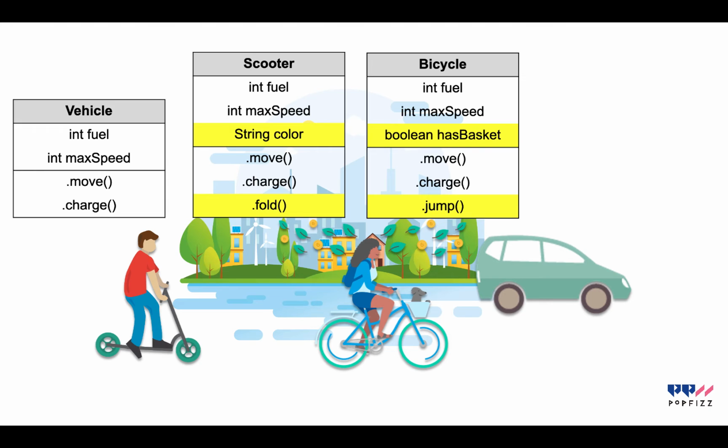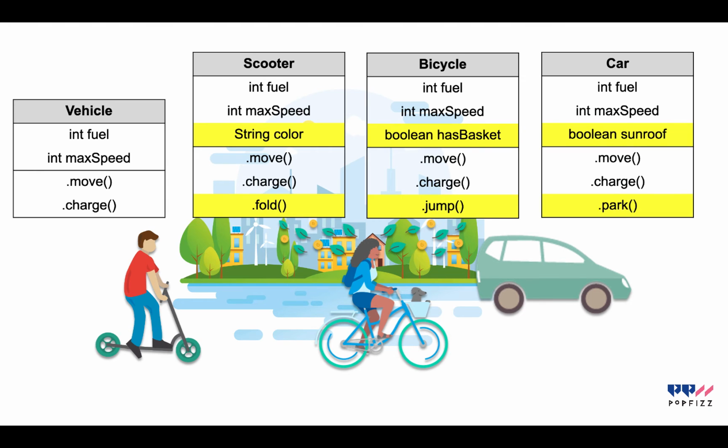And bicycles can also jump. A car may or may not have a sunroof, and it will definitely need a large parking space, so let's create a method called park. So you can see that the scooter, bicycle, and car can be something more than just a vehicle. And by using inheritance, we can manage these attributes in an organized way.